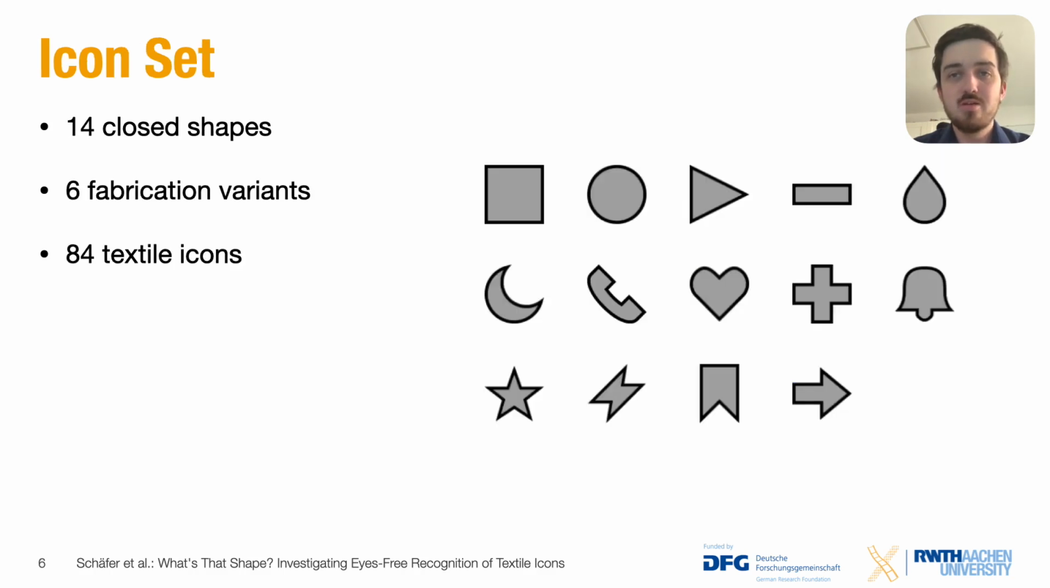In our work, we investigated 14 commonly known shapes. We only include shapes that could be drawn with a single stroke where no lines crossed. Together with our 6 fabrication variants, we therefore created 84 different textile icons.